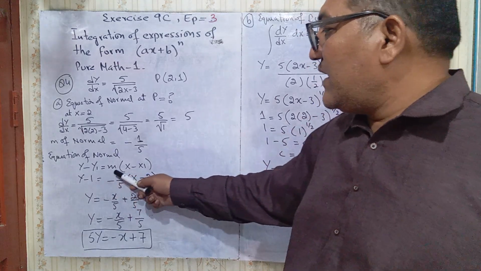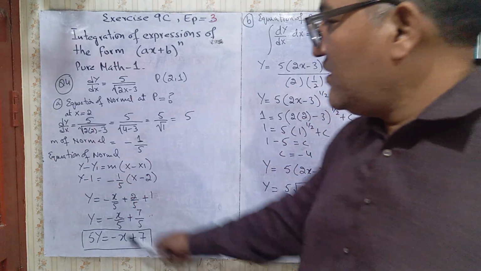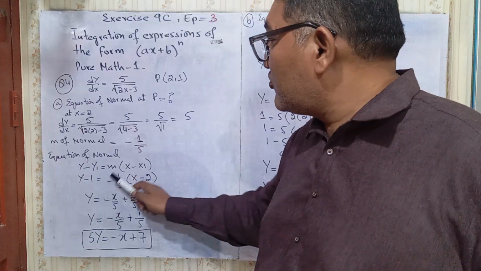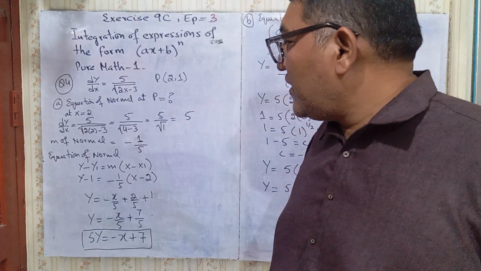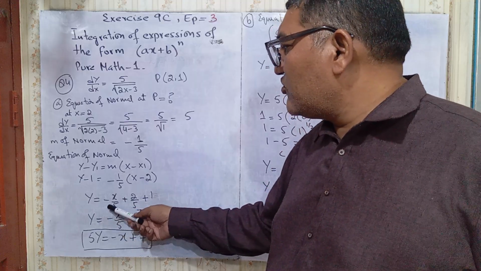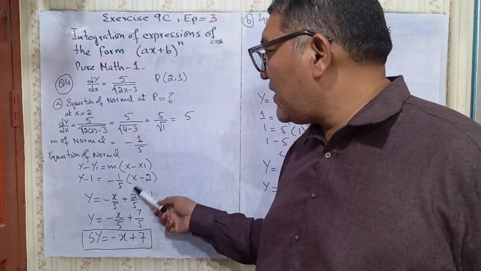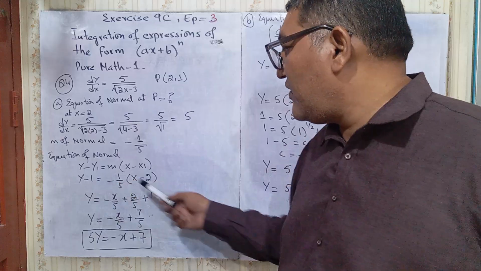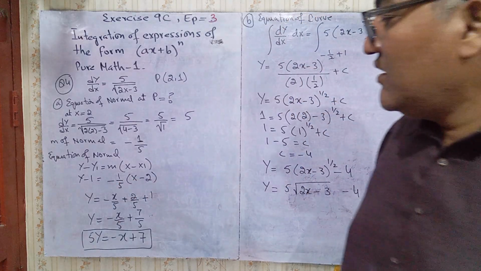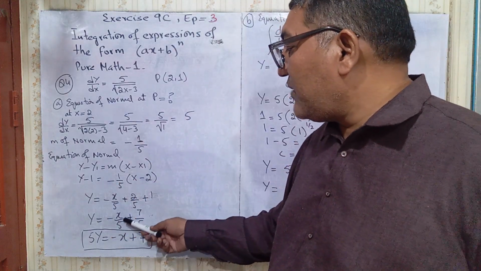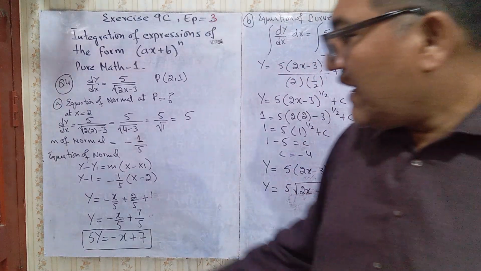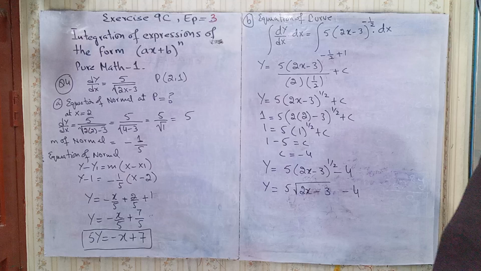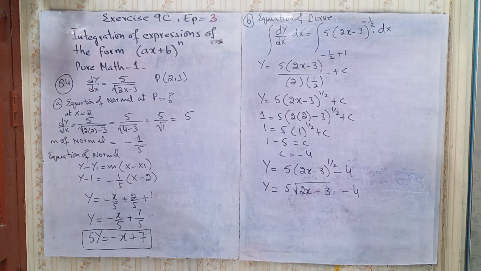So y minus y1 equals to m bracket x minus x1, y minus 1 equals to minus 1 by 5 bracket x minus 2. Okay, so this will become y equals to minus x by 5 plus 2 by 5. This minus will come here, it will become plus 1. So now you will have y equals to minus x by 5 plus 7 by 5. Multiply everybody with 5 and you will have 5y equals to minus x plus 7. So this is the coefficient of the normal at the point P.